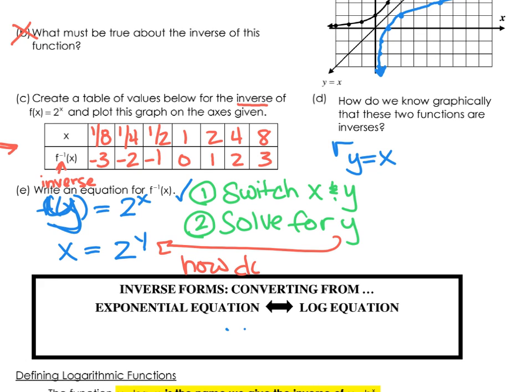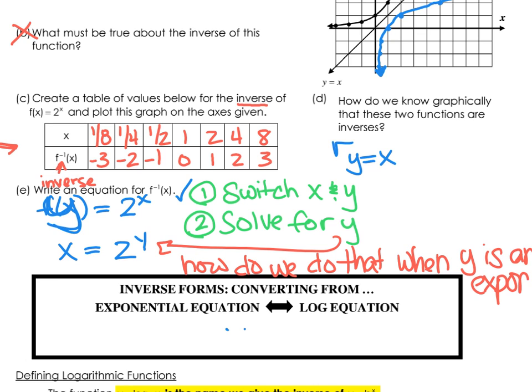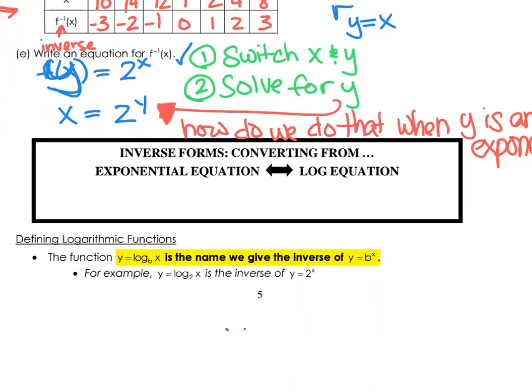How do we do that when y is an exponent? We don't have a process for that. Like if it was 2y, we could divide by 2, but it's 2 to the y, and that's going to be different. And so that's why we actually need our logs.